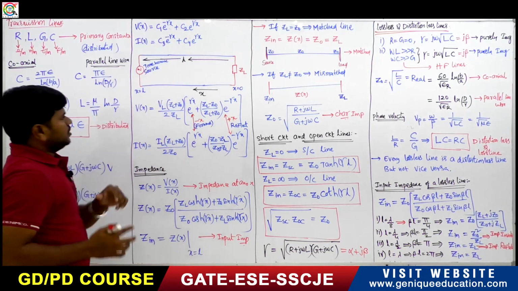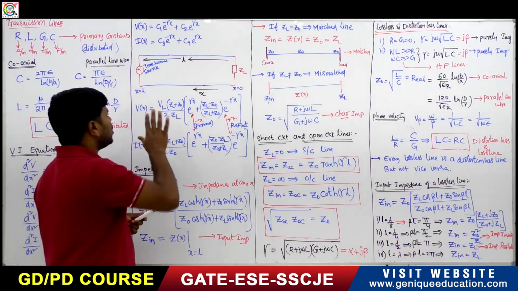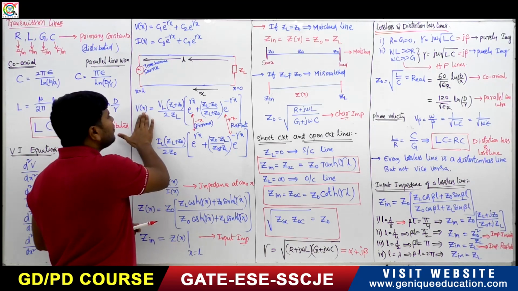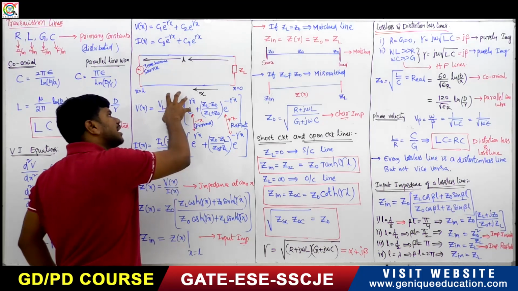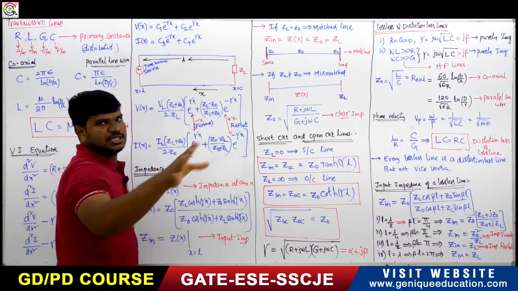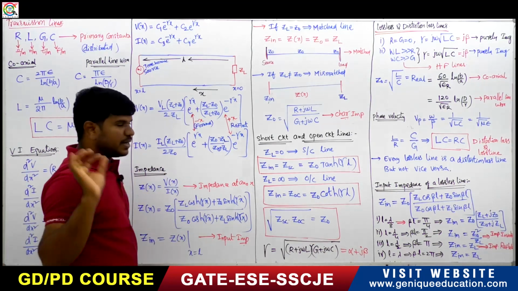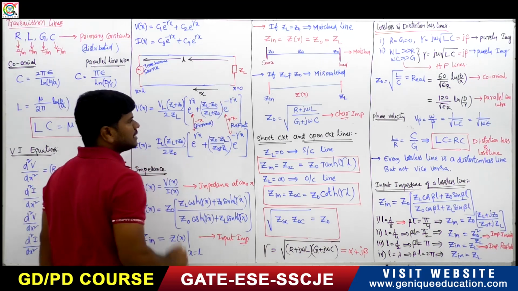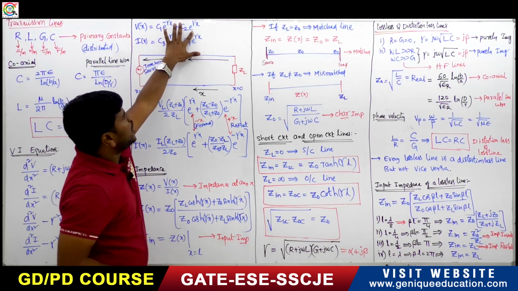So this is the entire thing. You should already know that. So if you observe V of x and I of x, there are two terms. These two terms are exponentially decaying only. This is common sense, right? One is called the forward wave, one is called the reflected wave.